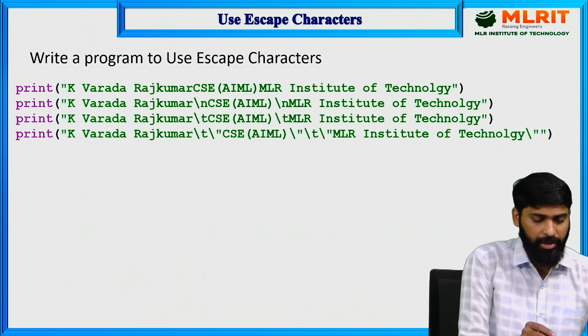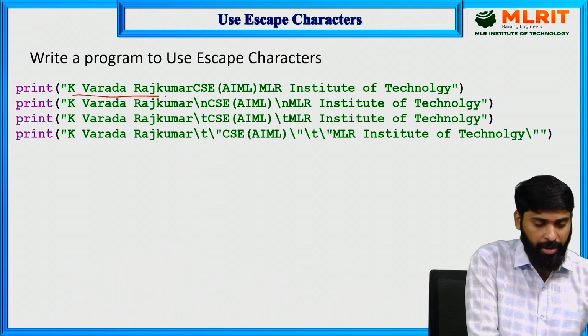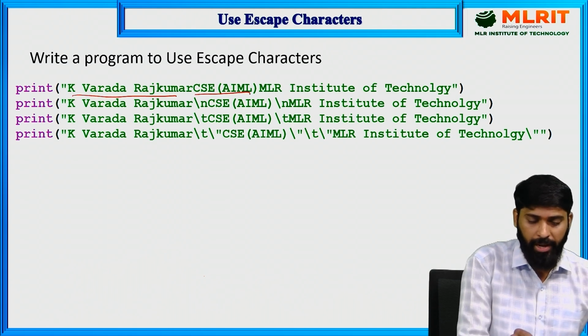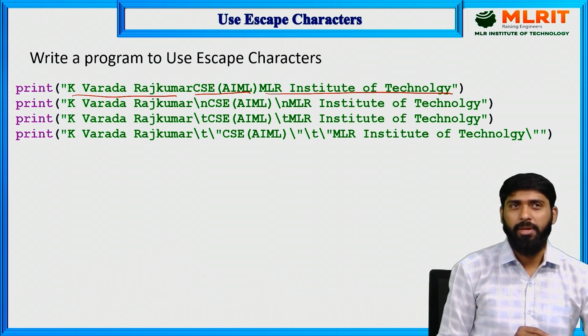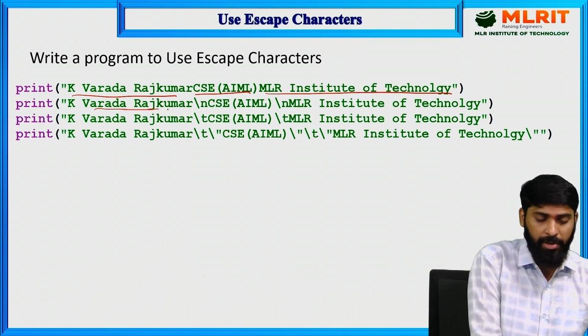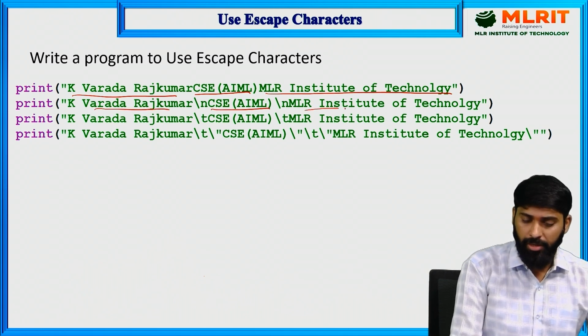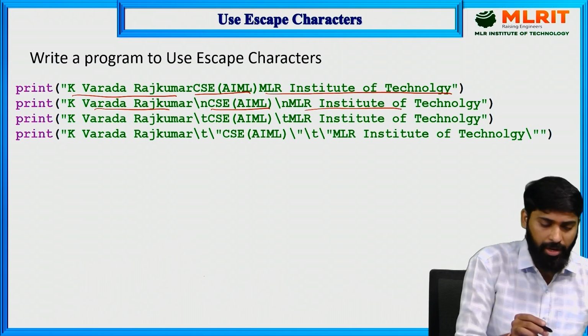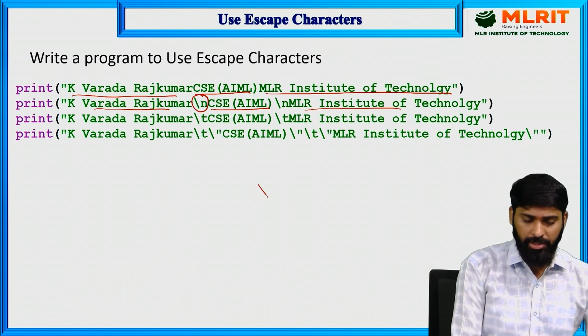So here I am writing, here I want to print my name, branch name and college name in a single line. Now I want to display this as name in the first line, department in the second line, college name in the third line. Then I am going to use \n here. \n means new line.